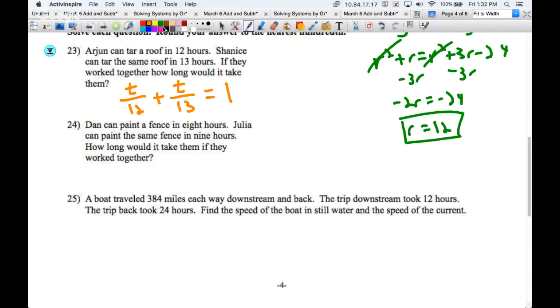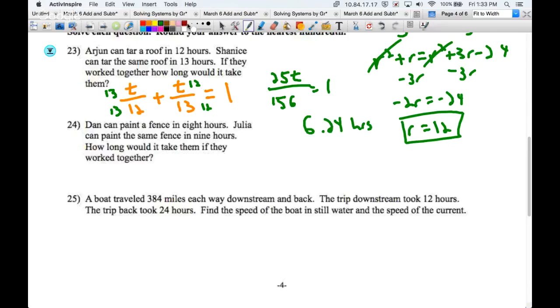So now let's solve this. Multiply this side by 13 over 13, and the other side by 12 over 12. Add them together, I'm going to get 25t over 156 equals 1. Multiply 156 to both sides, divide both sides by 25, and I'll get 6.24 hours.